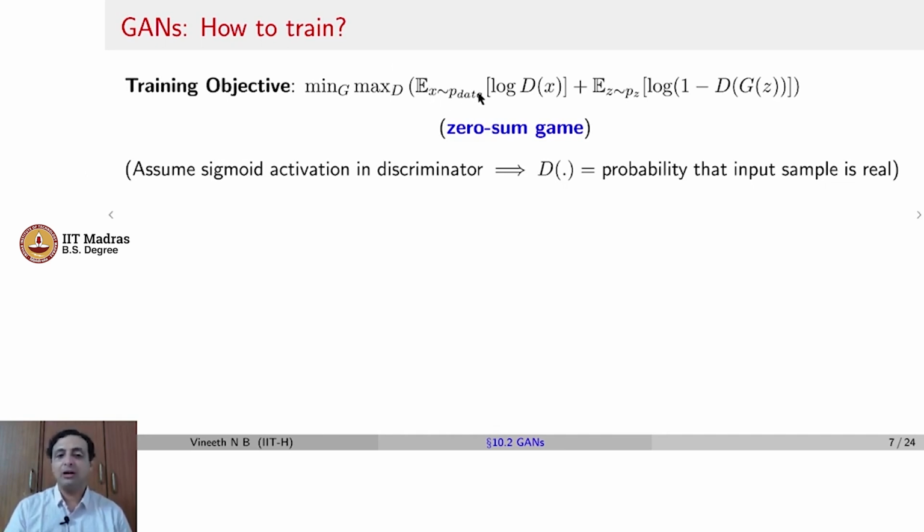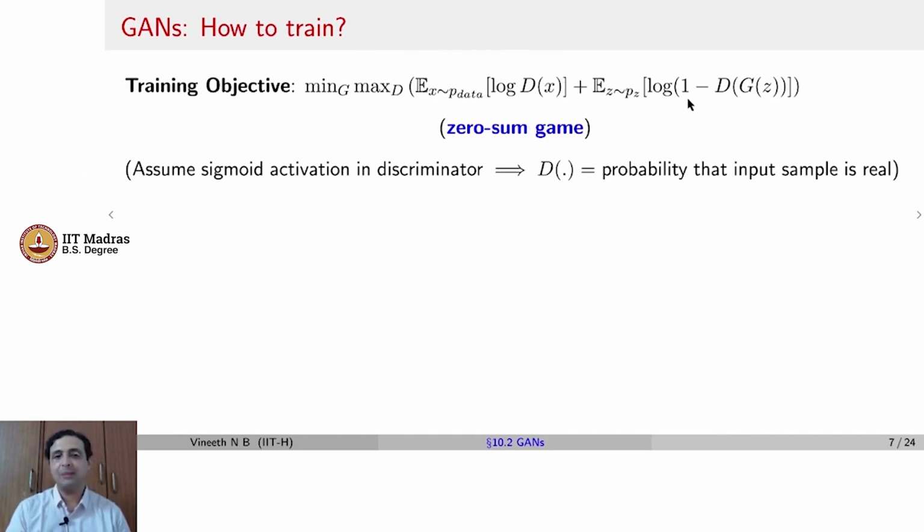Expectation of data coming from the real distribution, log of D of X. Why is this correct? We are saying that for points that come from your original training distribution, we'd like the discriminator to maximize the log likelihood of those data points.